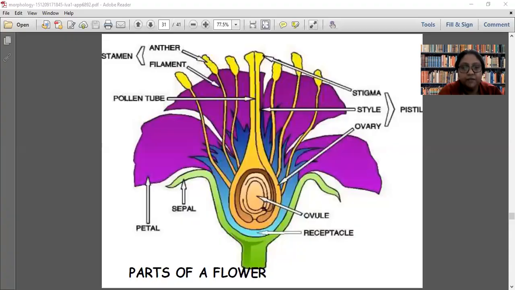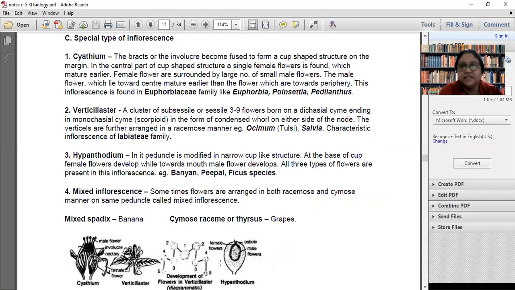Any doubts in this part, beta? Class? If not, then we will move towards the next part, that is special type of inflorescence. So what do we mean by special type of inflorescence? These are inflorescence which cannot be defined as racemose or cymose.